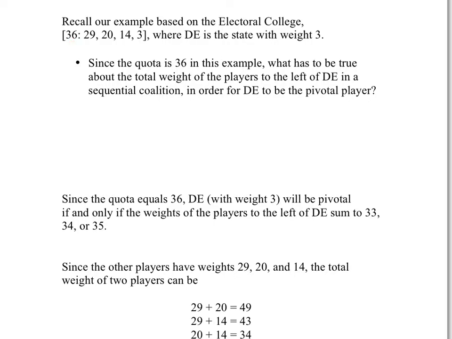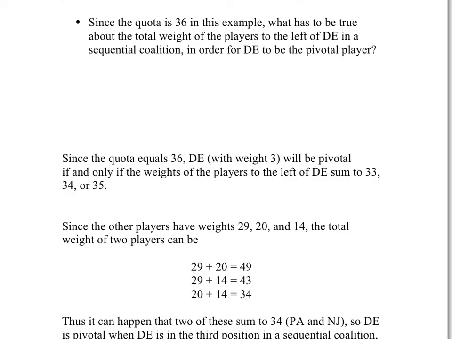So since 36 is the quota, what has to be true about the total weight of the players to the left of Delaware in a sequential coalition in order for Delaware to be the pivotal player? Well, for Delaware to be pivotal means that the players to the left of Delaware don't have 36 votes yet, but Delaware's arrival brings them up to 36 or a little bit higher.